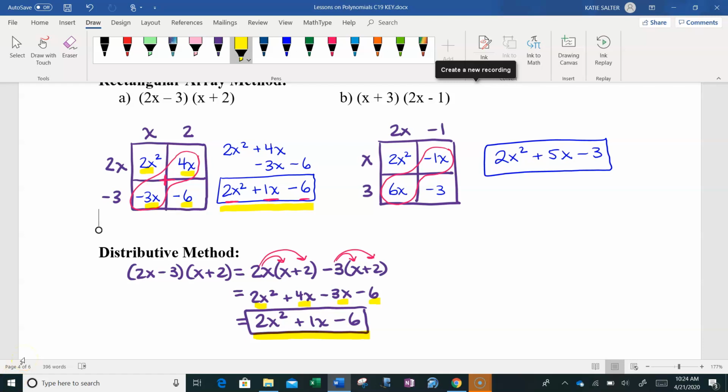Okay, so try the next one again, but this time try it using the distributive method. Pause the video when you're done. Start the video back to see how you did.